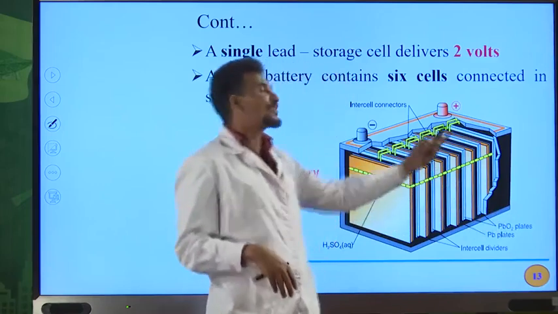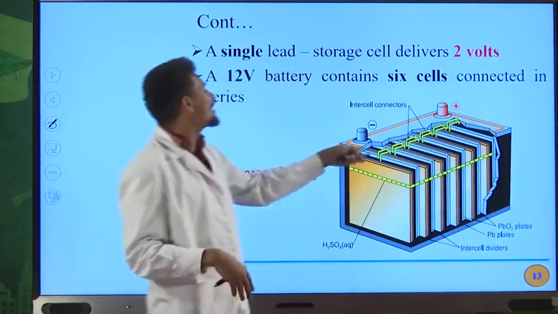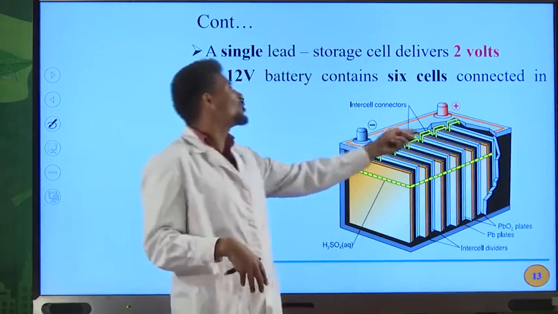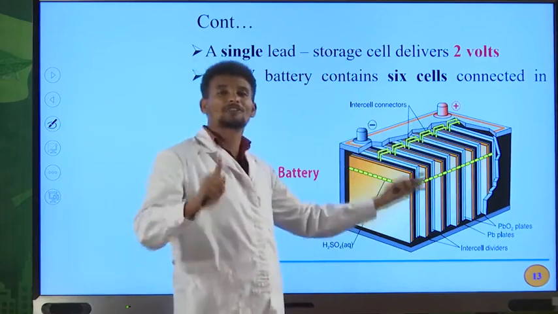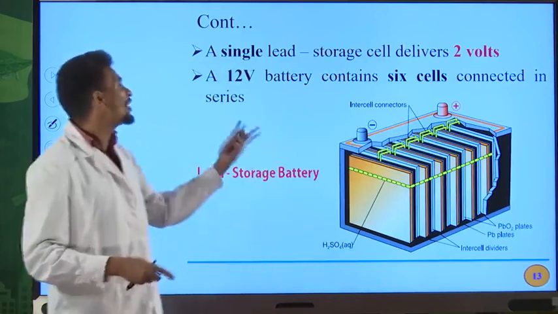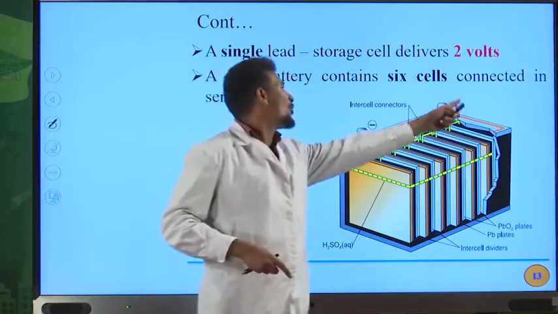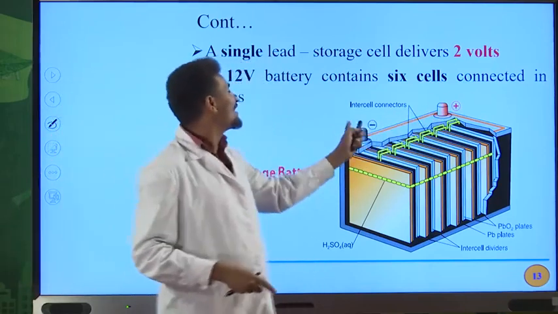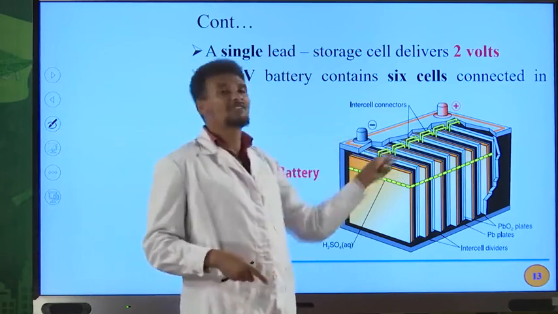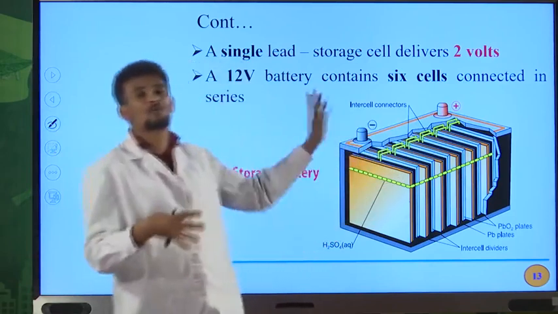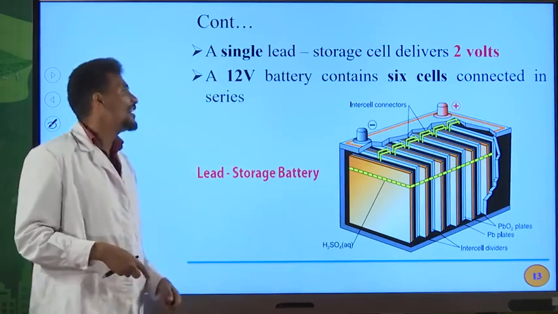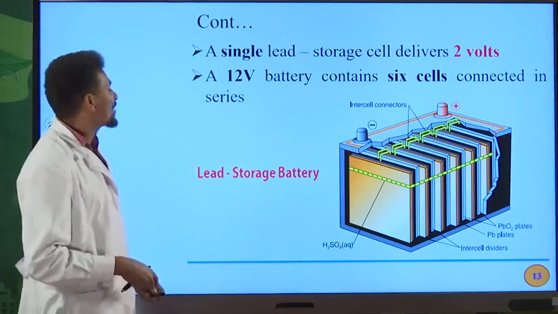Plates serve as cathode, and we have different cells. I told you that a single lead storage cell delivers 2 volts, not 1.5 volts, 2 volts. So this is your positive terminal, and this one is negative here. And we have different cells connected in series in this battery. This is the lead storage battery. It is the best example of a secondary battery.